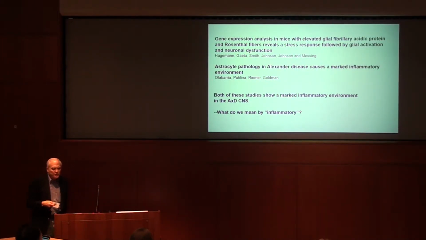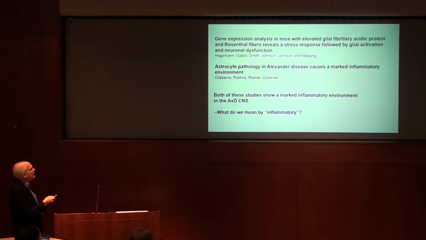And this was first suggested by Tracy Hagemann and Albee in a paper several years ago now, in which they looked at the genes that are expressed in these mouse brains. And they found that a number of the genes were genes of inflammatory molecules.